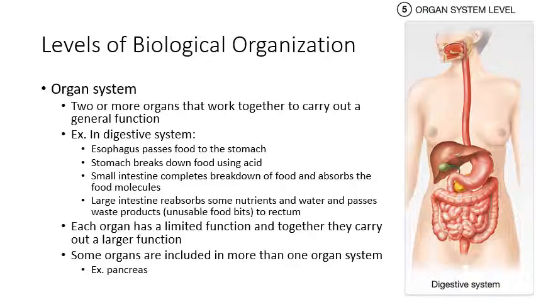Above the organ level, you have the organ system level. Anytime you have 2 or more organs that are sharing a similar function or working together to carry out an overall task, that's an organ system. A good example of that is the digestive system, where you have the esophagus as one organ in that system, which is carrying food from the mouth down to the stomach. Then in the stomach, which is another organ, the food is being sterilized using acid, and you're starting to digest the food as well.